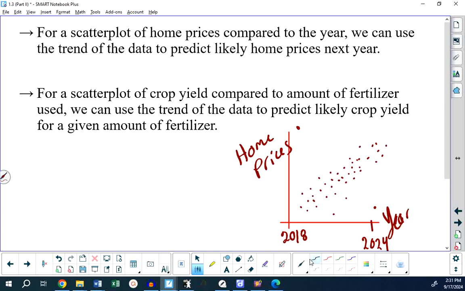So do you agree that if I said to you, what do you think you're going to pay for a home in Wetaskiwin in 2025, you could look over here and answer that question? Would it be a precise answer? No. But you'd be able to say, I'm going to pay around this much in 2025. For a scatter plot of crop yield compared to the amount of fertilizer, you could look at that and you could determine what your yield in the crop in terms of maybe bushels per acre would be given a certain amount of fertilizer. You get my idea here? Well, it's not my idea, but you understand? Okay.